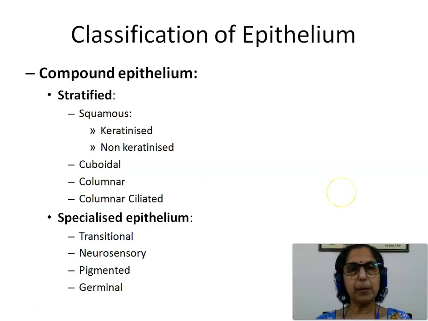Now when we talk of compound epithelium, we can classify it as stratified and specialized epithelium. Stratified epithelium could be stratified squamous epithelium, which could be of 2 types, keratinized and non-keratinized. Then it could be stratified cuboidal, stratified columnar and stratified columnar ciliated. Whereas specialized epithelium could be transitional, neurosensory, pigmented and germinal epithelium.